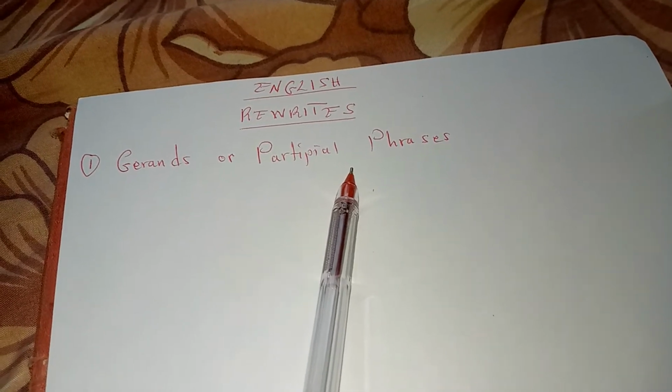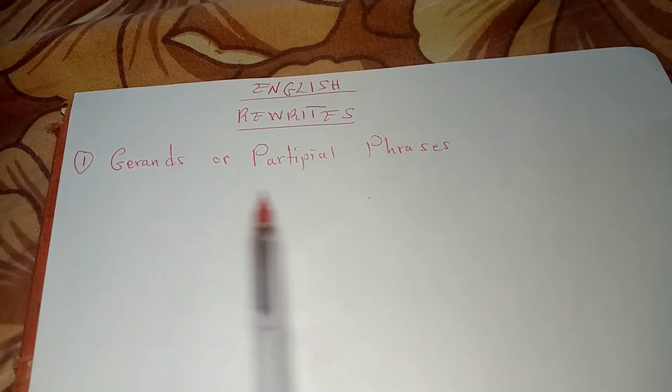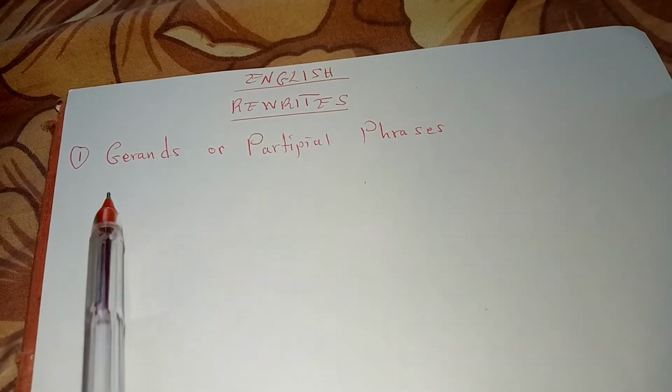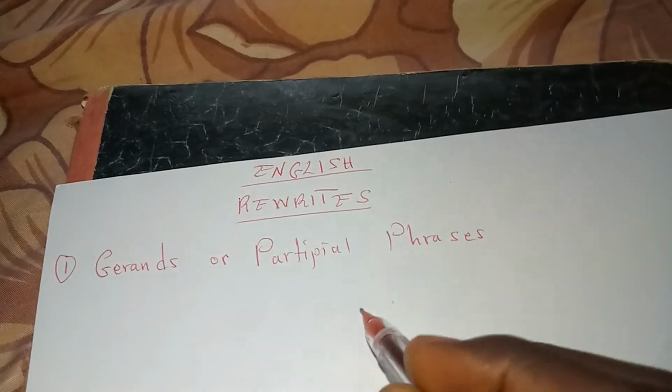So what could be the example or the question? How does the question appear in an exam? Have this example below on gerunds.